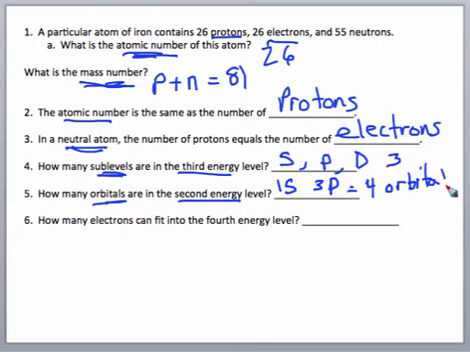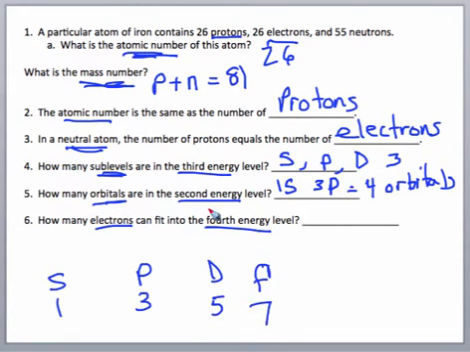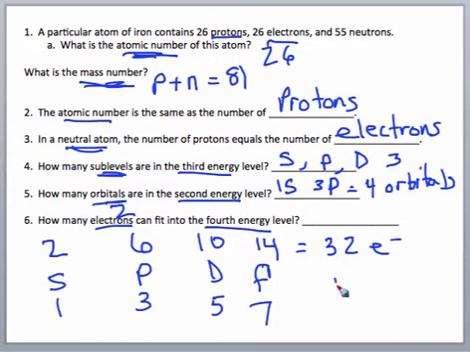total orbitals. And it says how many electrons can fit into the fourth energy level? Well, the fourth energy level has 1 s orbital, it has 3 p's, it has 5 d's, and it has 7 f's. And if you remember, one orbital can hold 2 electrons, so 2 can go in there, 6 there, 10 there, and 14 there, which is going to give you a total of 32 electrons in the fourth energy level. Alright, let's move on.